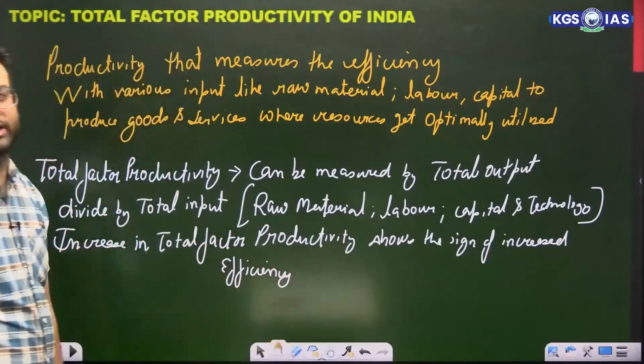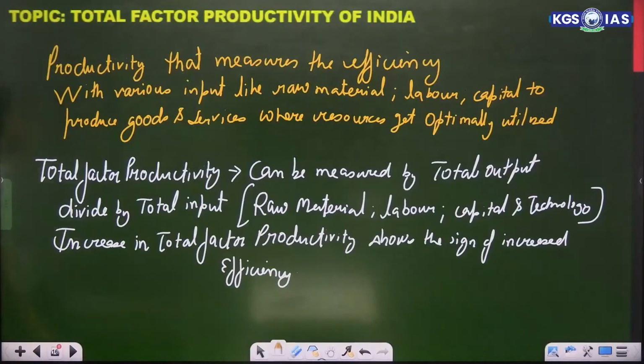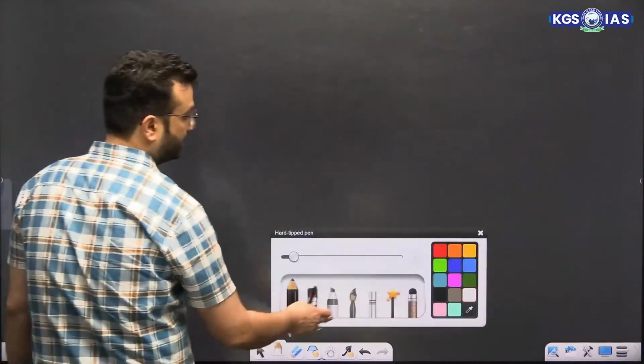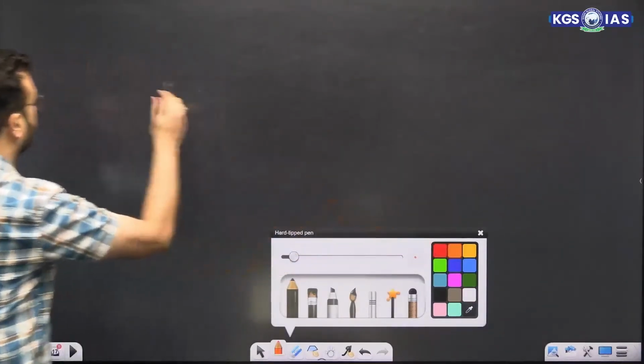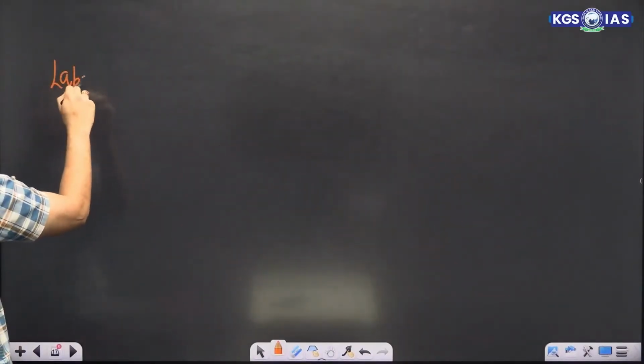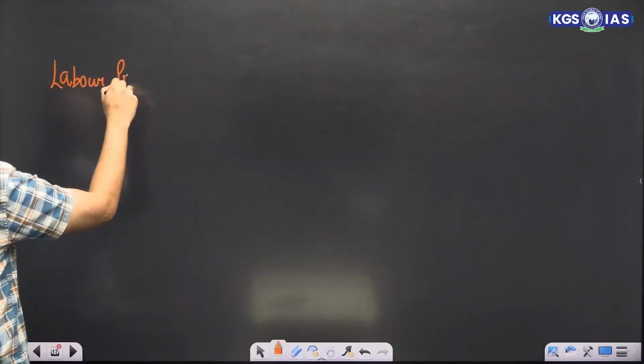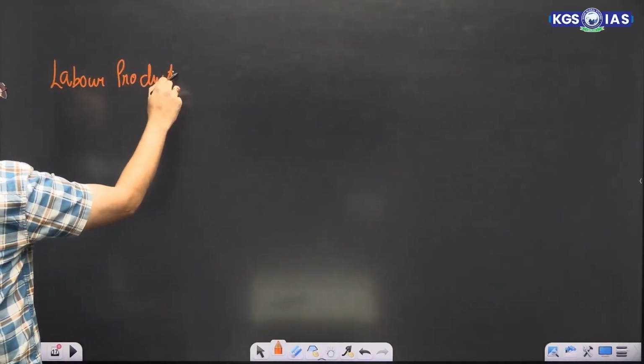It shows the sign of increased efficiency. This is total factor productivity. Now, in that total factor productivity, we have one more component, that is labor productivity. What is labor productivity? Now, this labor productivity is again very important.